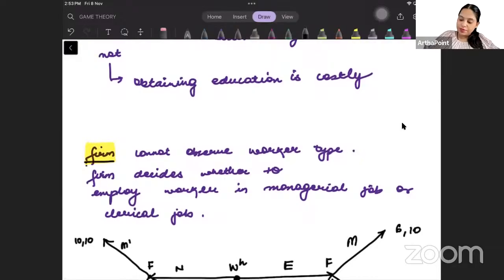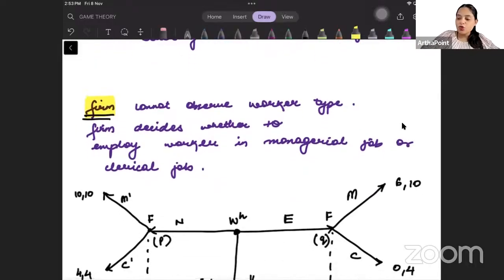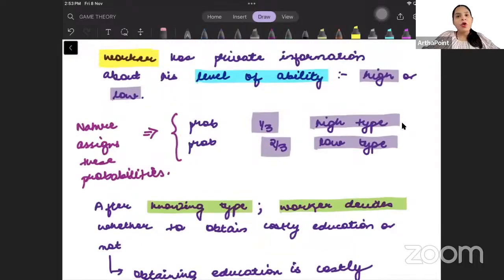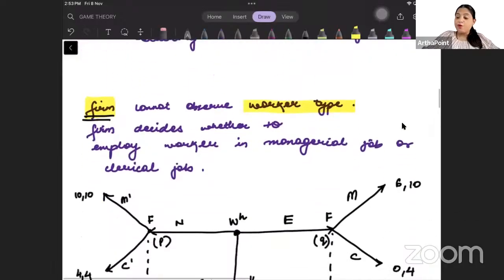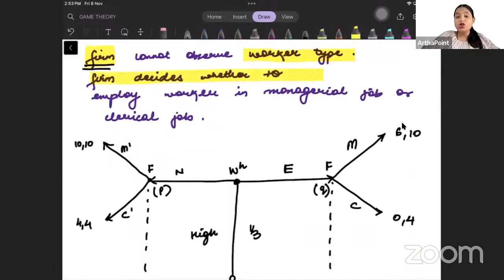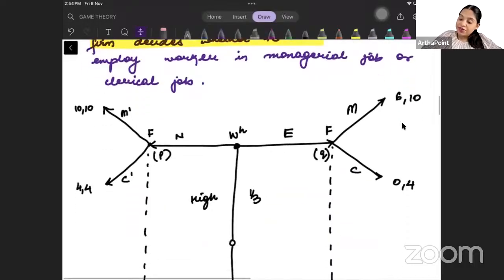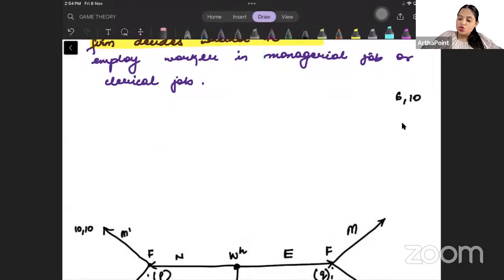But then you have the firm. Firm cannot know what is the type of worker. The firm does not know whether it is a high type worker or a low type worker. But the firm can see the education of the worker. Firm knows whether the worker is educated or not educated. Okay, the firm knows whether the worker is educated or not educated. Now, the firm has to give two kinds of jobs, managerial job and clerical job. The firm has two kinds of jobs, managerial job and clerical job.